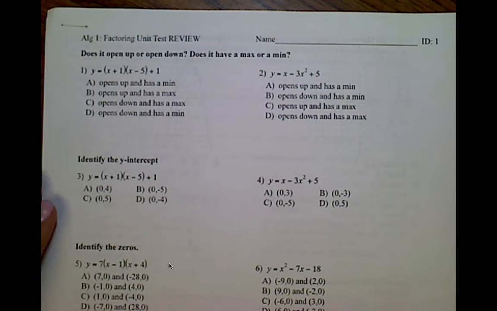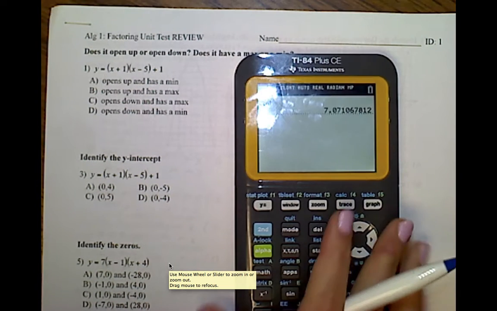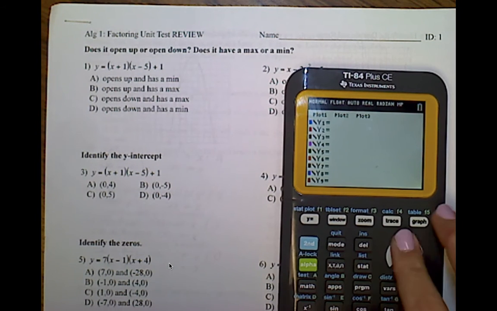So this is your factoring unit test review. The biggest thing is that when you rewrite it in standard form, it'll tell you if it opens up or down. But really, you've got this cool tool as a calculator. So if you wanted to, you could just start off by typing that stuff in.